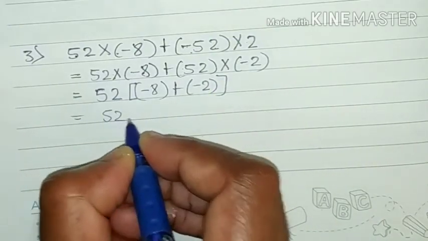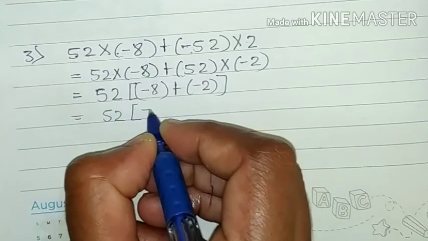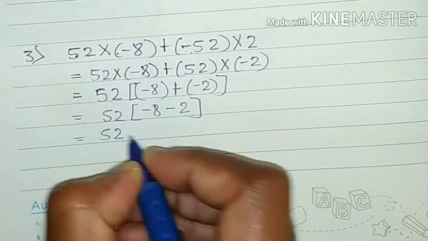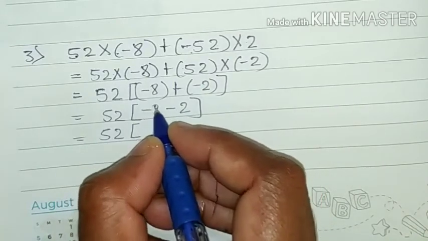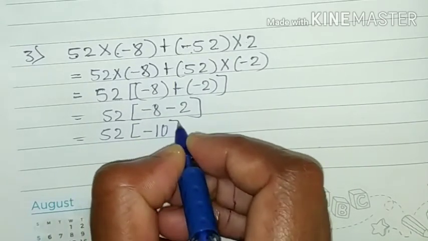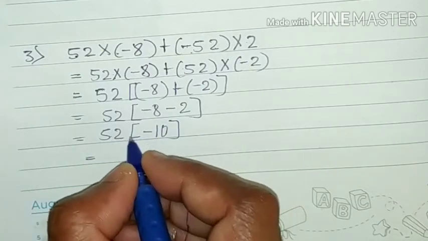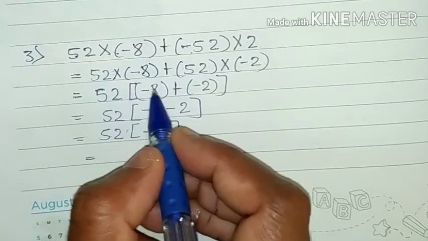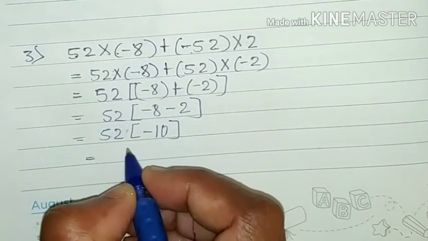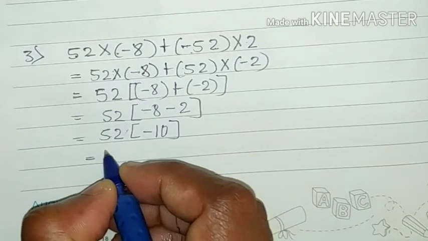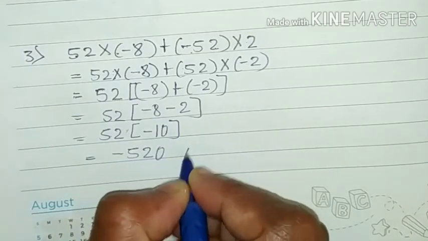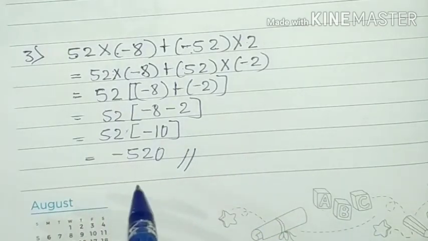So 52 into (minus 8 plus minus 2). Minus 8 minus 2 is minus 10. 52 into, this into sign is there, right? So I will take off. Of means what? Into. 52 of minus 10 is into. So 52 into 10 is what? Minus 520. I solved some problems in notes, so please refer to the notes.